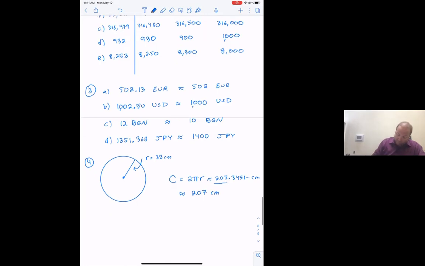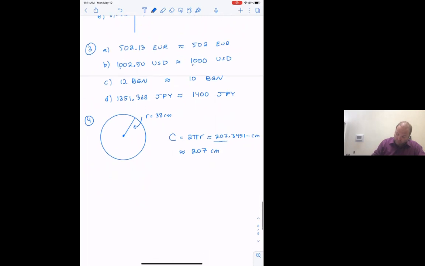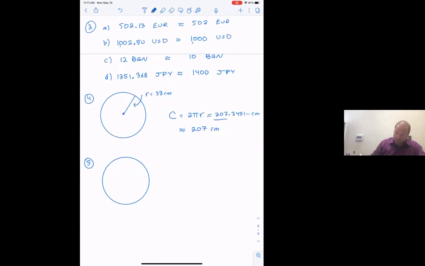Question number 5. The area of the circle, draw a circle. The area of the circle is 20 square centimeters, correct to 2 significant figures. They're telling me that this one here is significant. Remember, without them telling me, that's a little vague. So that is significant. Calculate the radius of the circle, correct to 2 significant figures.